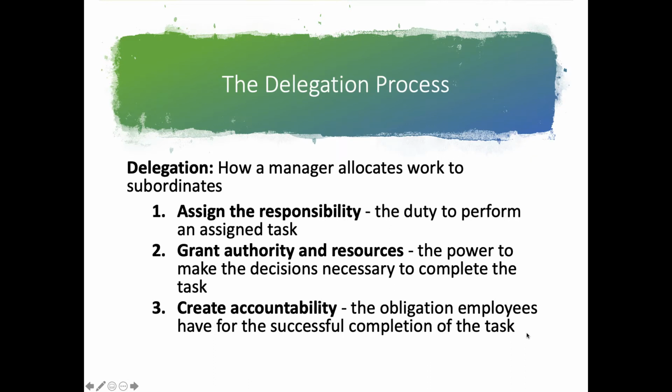You see there, the power to make the decisions necessary to complete the task, and of course control over any necessary resources. And then step three, you create an accountability relationship revolving around the task. And that is the obligation employees have for the successful completion of the task. That is the three-step process of delegation.